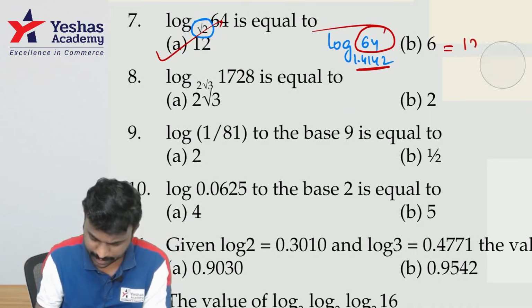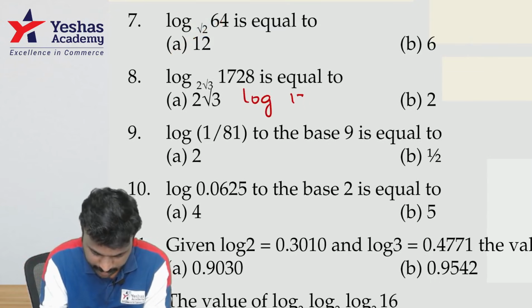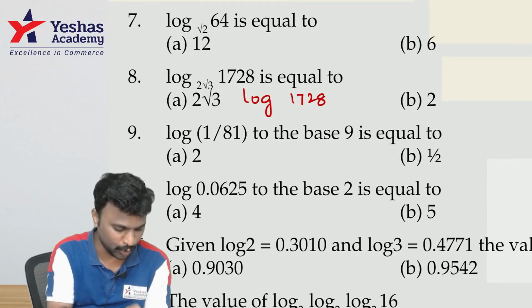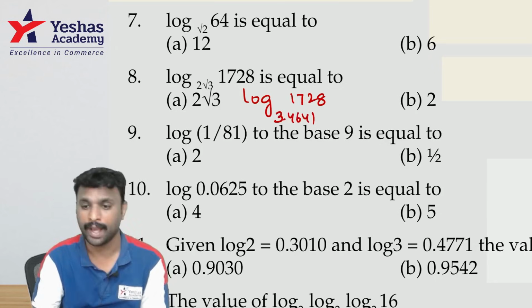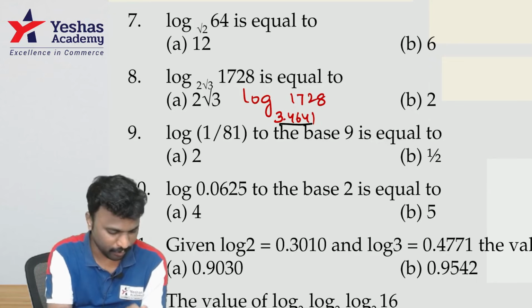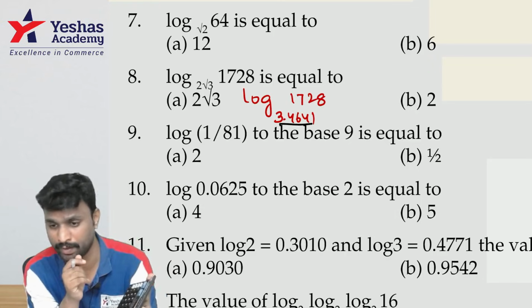The same way you can solve 8th question as well. How do you write this? First of all, log 1728. 2 root 3 value is what? Type 3, press the root into 2. What is it? 3.4641. Guys, first thing that you should feed freshly is 3.4641. Freshly you have to feed the value, otherwise you cannot keep the counter reference.